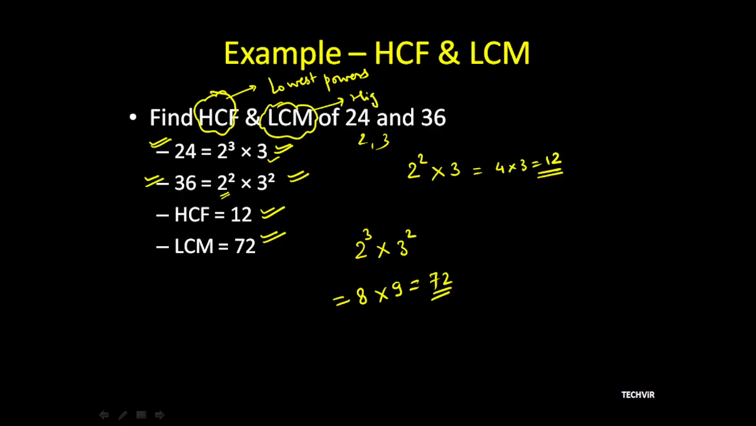Do not get confused by their names. In HCF the H is highest, but we are looking at the lowest powers. In LCM the L represents least, but we are looking for the highest powers. So do not get confused between the names and the methodology that we adopt from the prime factors to find the HCF and LCM of given numbers.